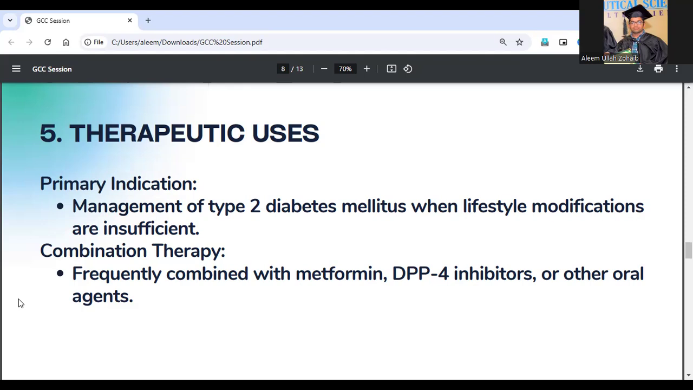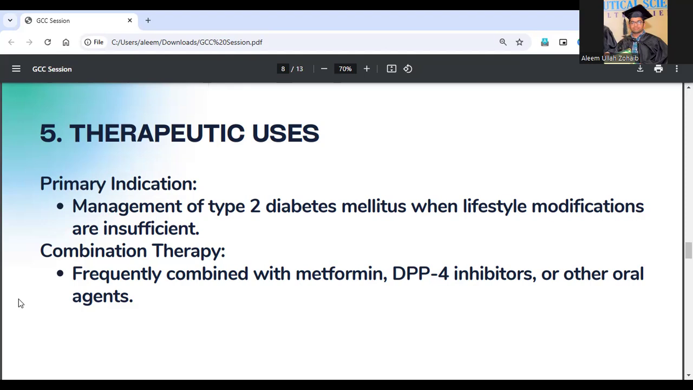Now see why it is combined with metformin. Metformin acts on insulin receptors and increases the sensitivity of the receptor. Increasing sensitivity means it decreases the insulin resistance, and more action is achieved with less dose. By using metformin, we can use less dose of sulfonylurea to achieve the same effect. It synergizes the effect of the sulfonylurea.